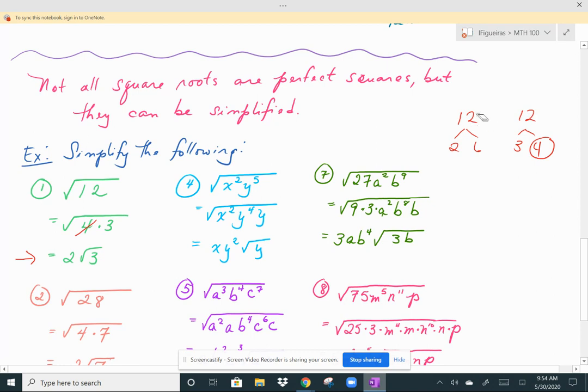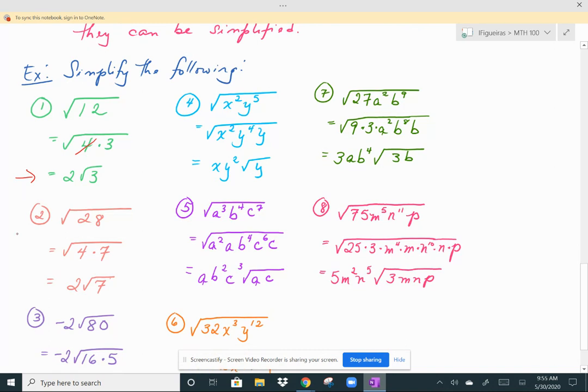All right, so let's do another one. We have 28. With 28, you can rewrite it as 2 times 14 or 4 times 7. Again, 4 times 7 is the one that we want to choose because the square root of 4 is 2. That comes out of the radical. 7 is not a perfect square, so that stays in the radical. So your answer is 2 root 7. That means 2 times root 7.